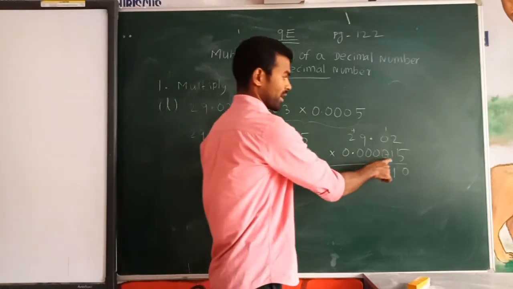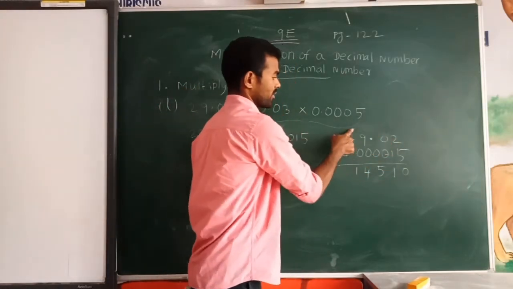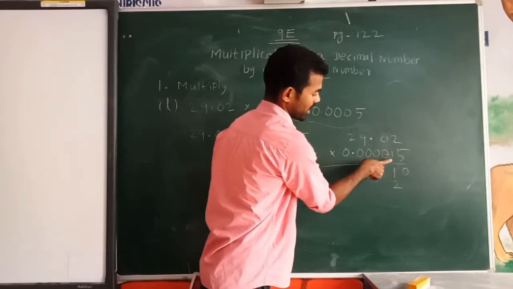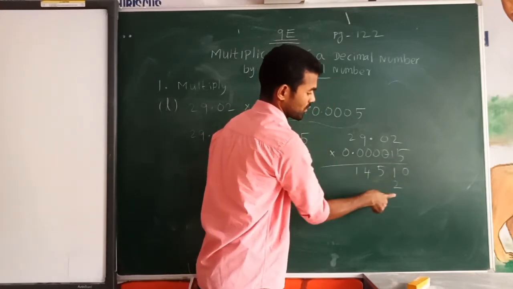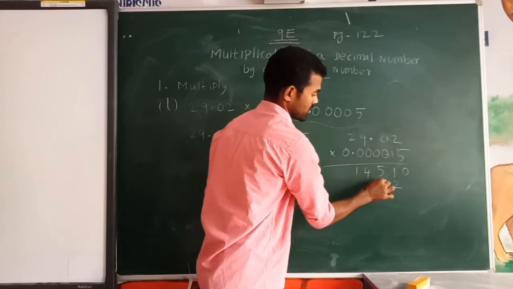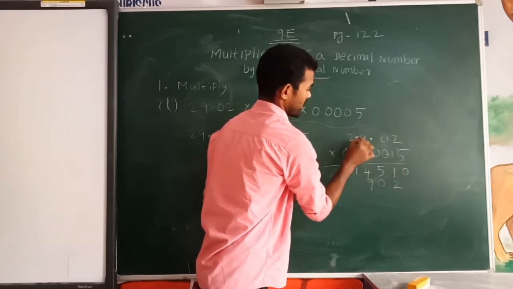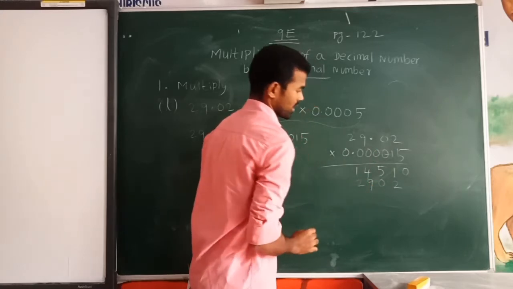Next, take 1 and multiply. 1 multiplied by 2. 1 multiplied by 0, 0. 1 multiplied by 9, 9. 1 multiplied by 2, 2. Yes.